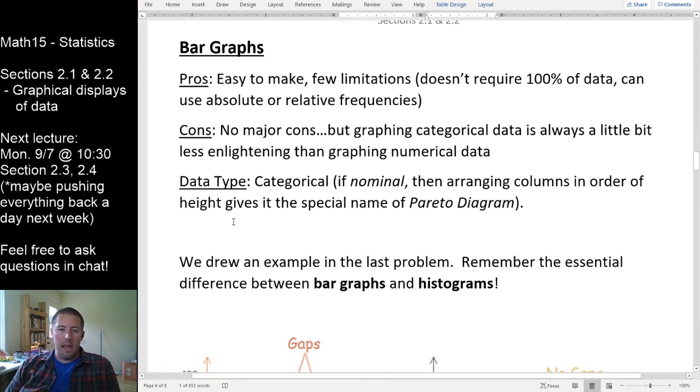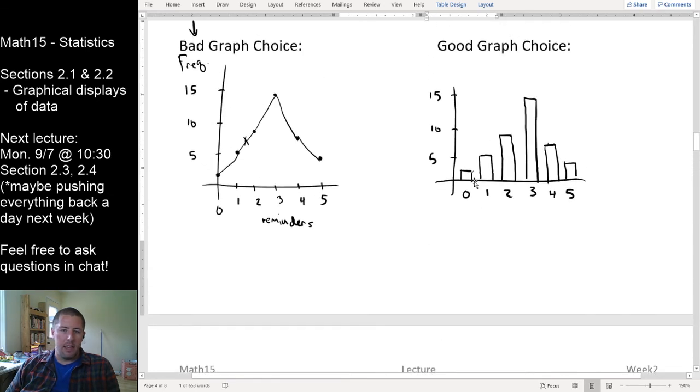So I'm just going to say for bar graphs, we drew an example in the last problem, because there it is right there. There's the bar graph that we drew. And I should also say, my other thing to say about this is it certainly wouldn't have been terribly inappropriate for us to make this a histogram because this is numerical data.